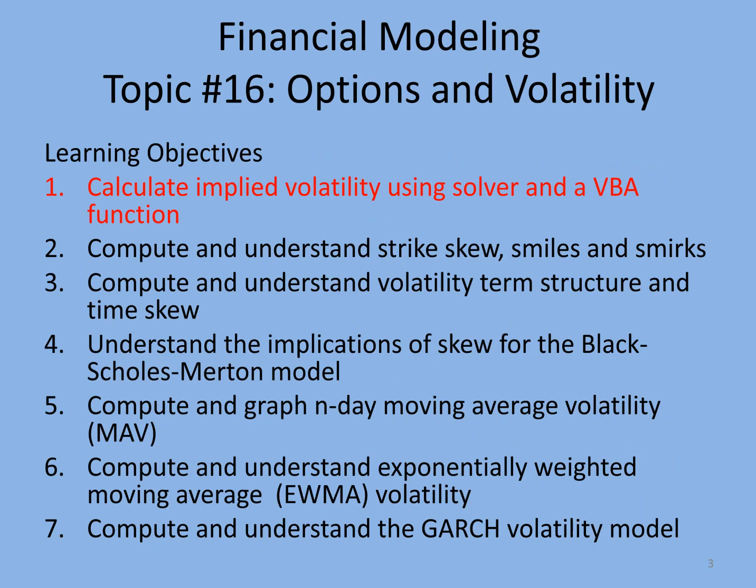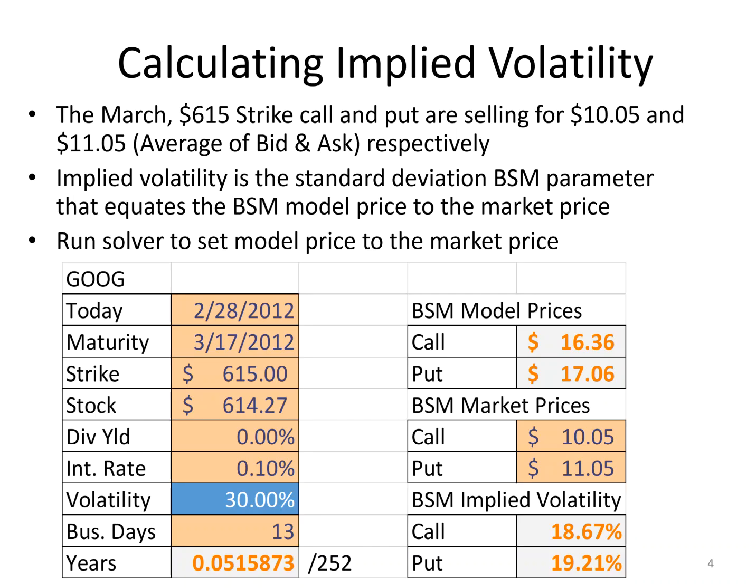Section 1. We're going to calculate the implied volatility using Solver and a VBA function. So let's first start with Solver. Say the March 615 strike call and put on Google are selling for 10.05 and 11.05 respectively. The implied volatility is the standard deviation Black-Scholes-Merton model parameter that equates the Black-Scholes model price to the market price. What we're going to do is simply run Solver and try to set the Black-Scholes price equal to the market price.